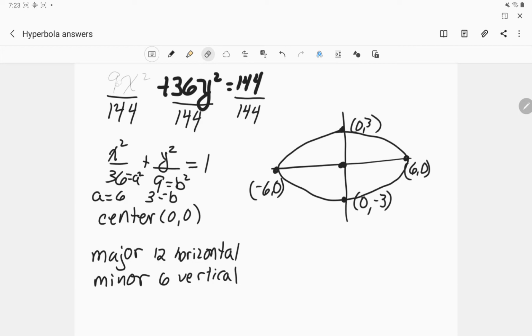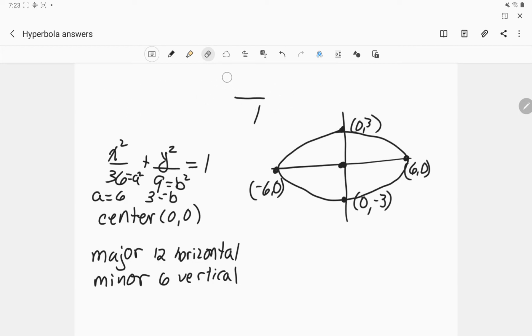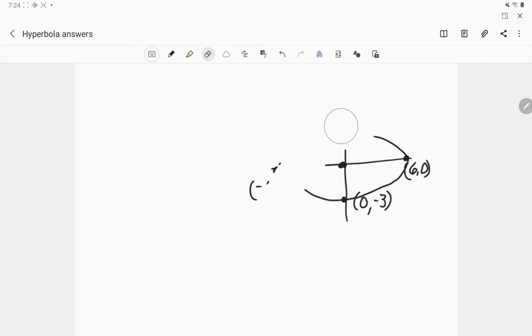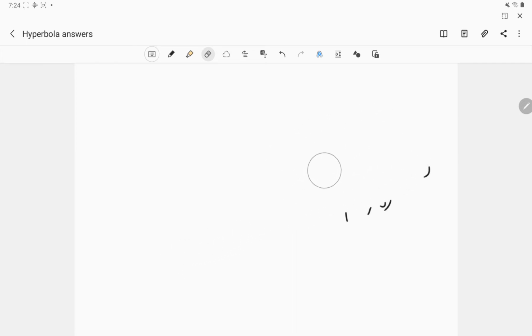You also asked for 21. So 21 gives us a bunch of information, and that's probably easier. And then they tell us to write the equation in standard form and in general form.